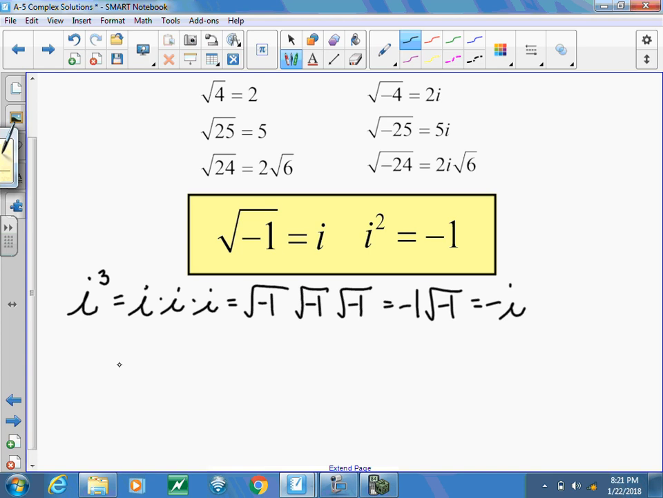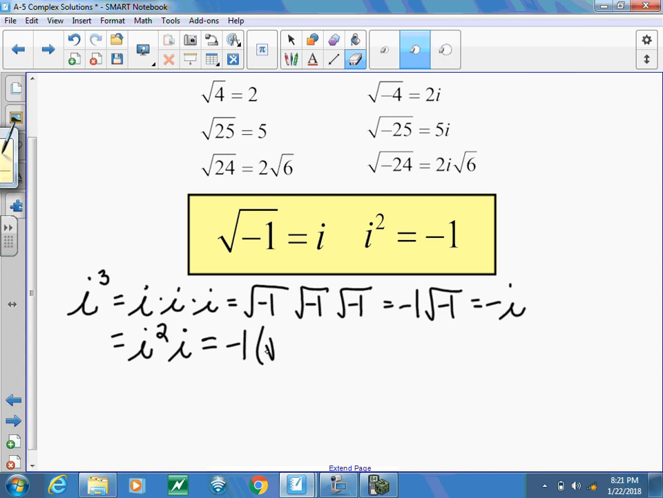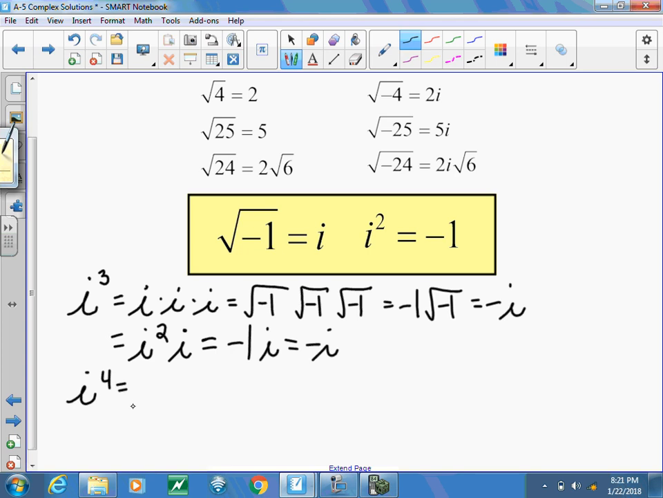Another way to think about this is as i squared times i. Well, i squared is equal to negative 1, and i is the square root of negative 1. So here, negative 1 times i, so negative i. If I took i to the fourth power, I'd like to think of this as i squared times i squared. i squared is negative 1, and i squared is negative 1. Multiply those together and you get positive 1.